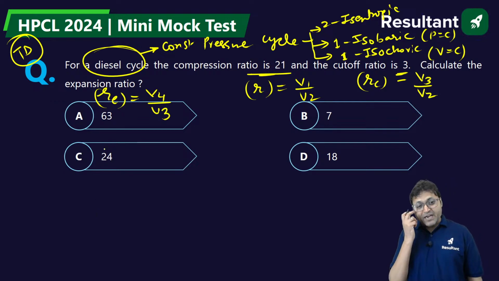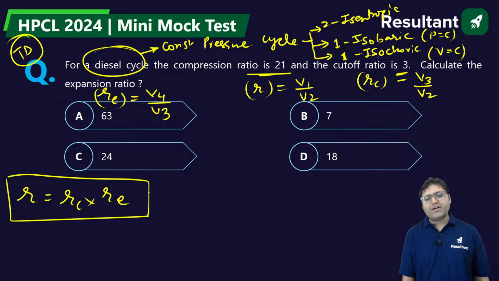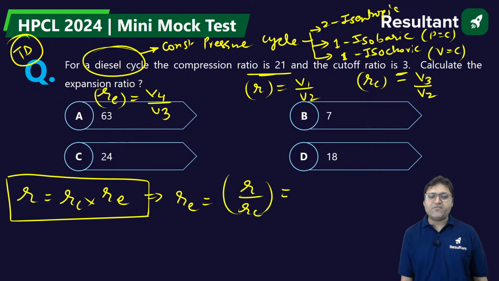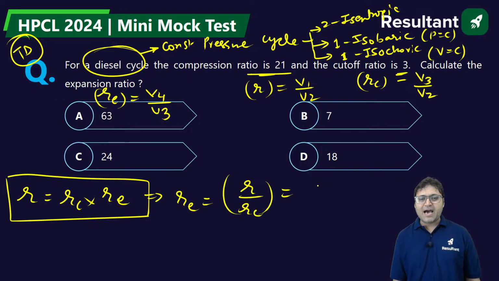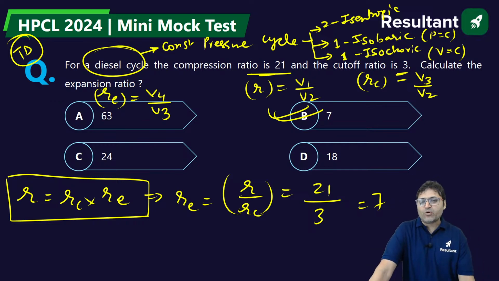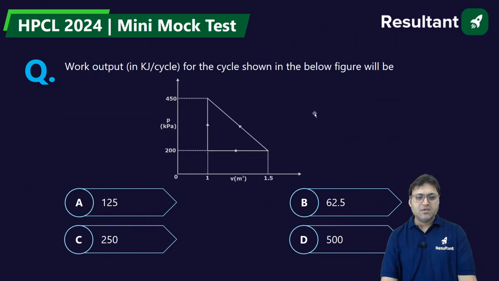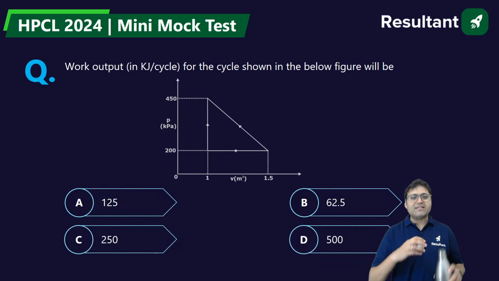So we need to find out the expansion ratio. For a diesel cycle, compression ratio is the product of cutoff ratio and expansion ratio. So expansion ratio is equal to R by RC. That will give you the answer, simple formula based. What is R? 21 divided by RC, that is 3, 7. B will be the correct answer. 21 by 3, B is the right answer for this one. The next, give it a try. Solve the next question and let me know the answer.